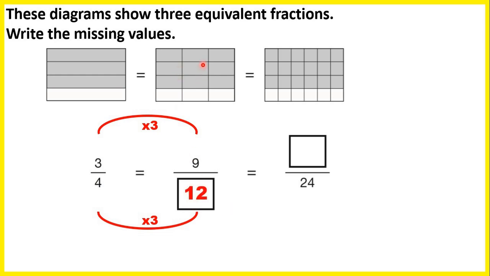And that makes sense because we can see that in this diagram we have 9 pieces shaded and 12 pieces altogether. Then we need an equivalent fraction with a denominator of 24. So 12 times 2 is 24, 9 times 2 is 18. And we can see that in the diagram we have 18 pieces that are shaded and 24 pieces altogether.